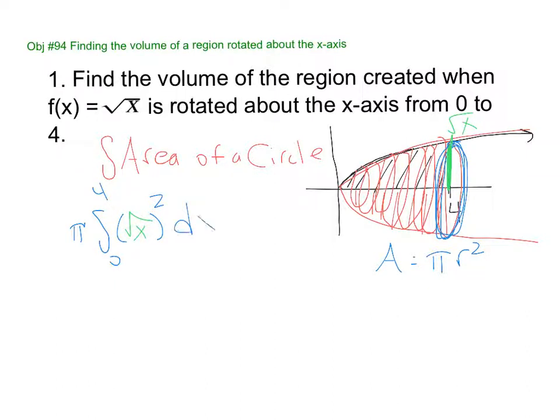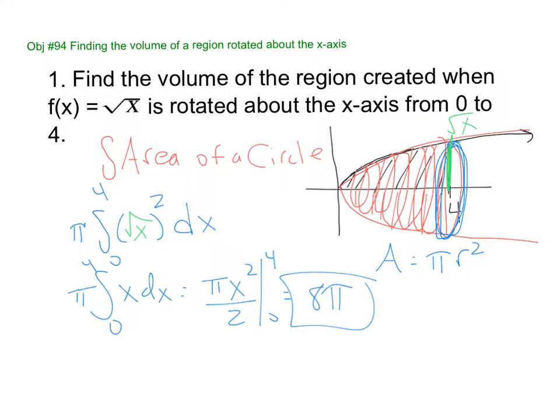Dx. So let's simplify that. So we get pi. Okay, that's an ugly pi. 0 to 4. That's just x dx. So pi x squared over 2 from 0 to 4. So we get 16. So that's just 8 pi. And that's your answer. That is the volume of that cup type thing.